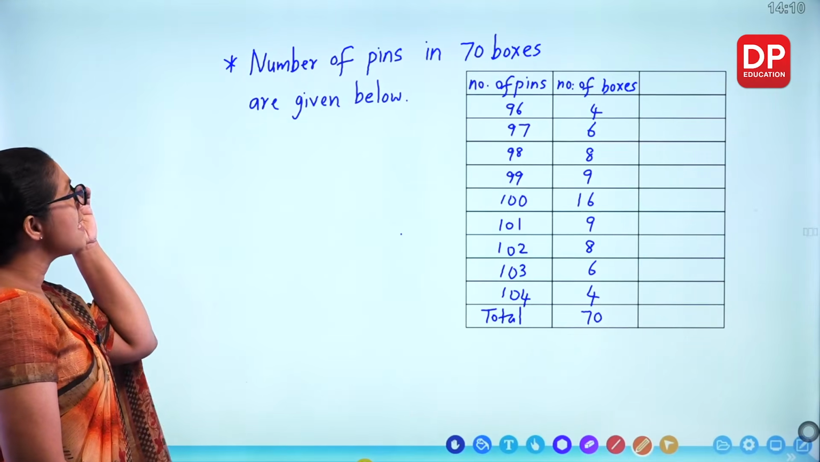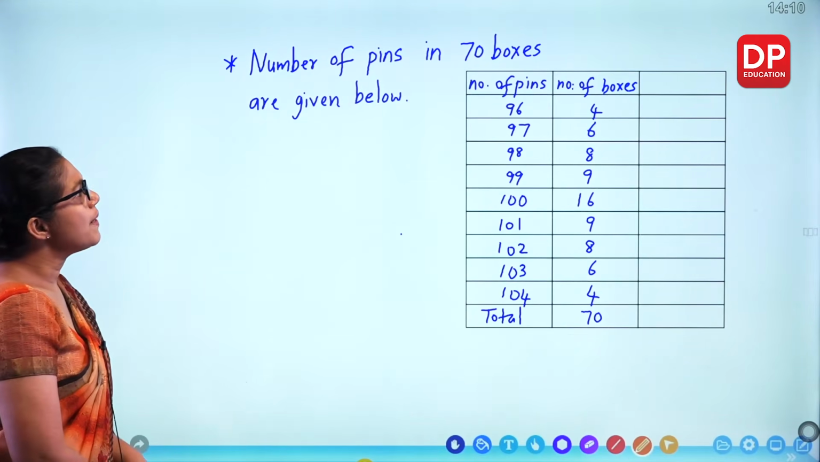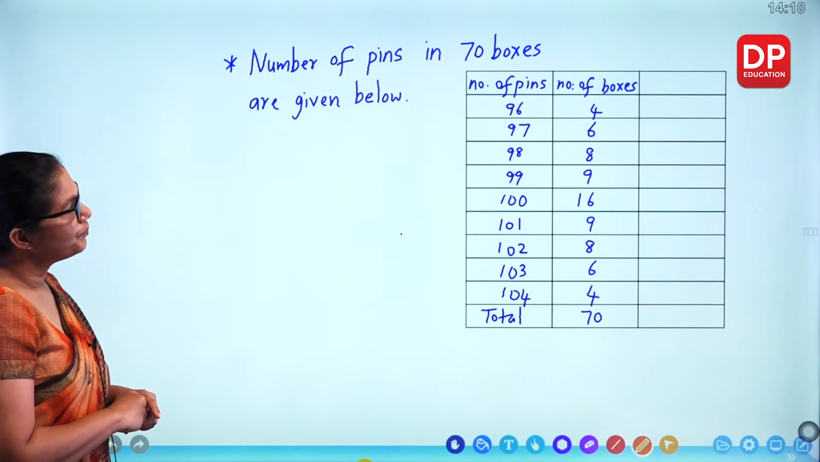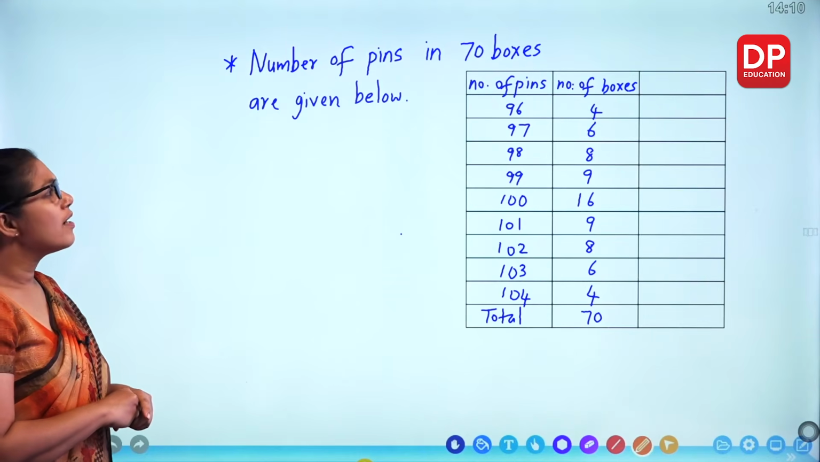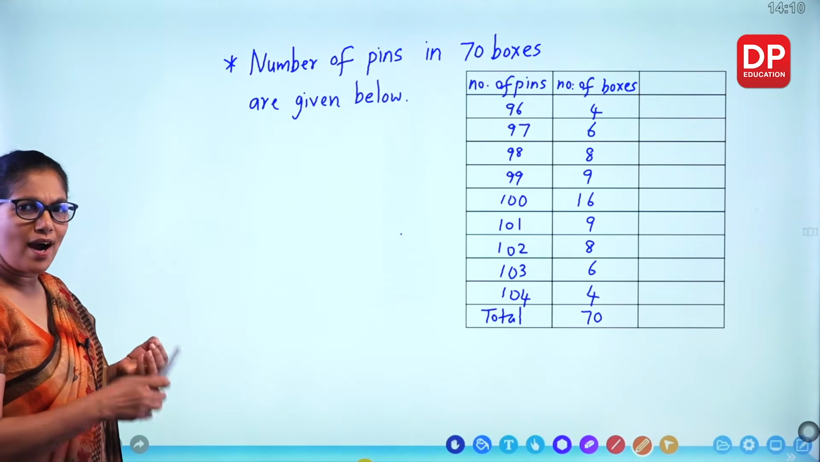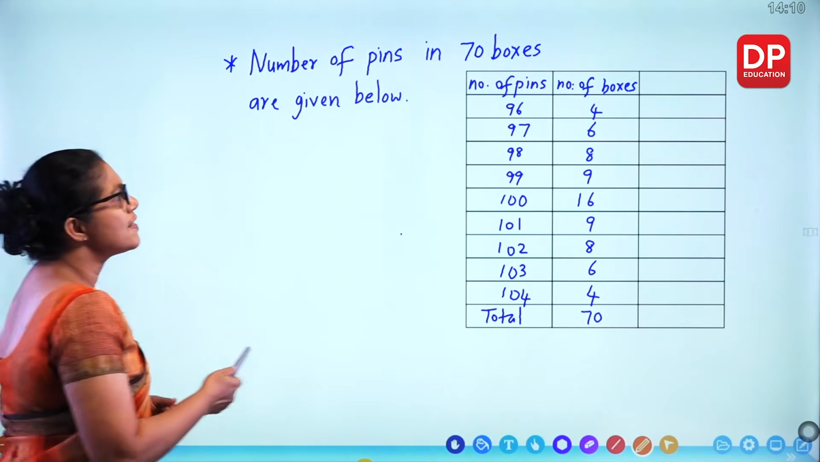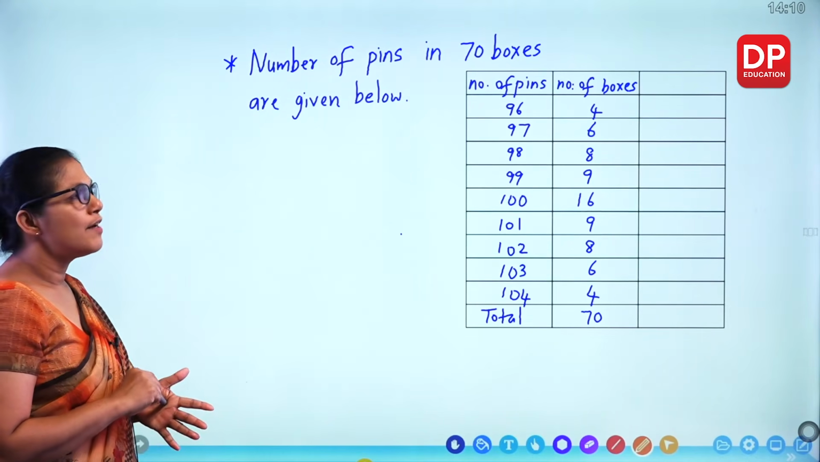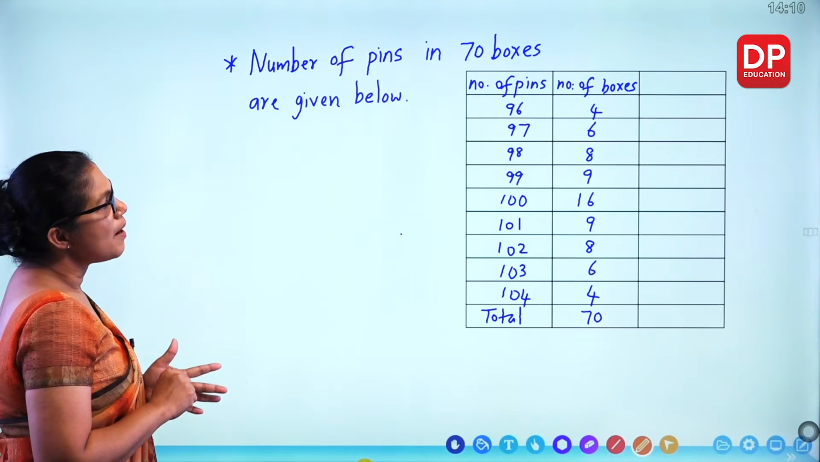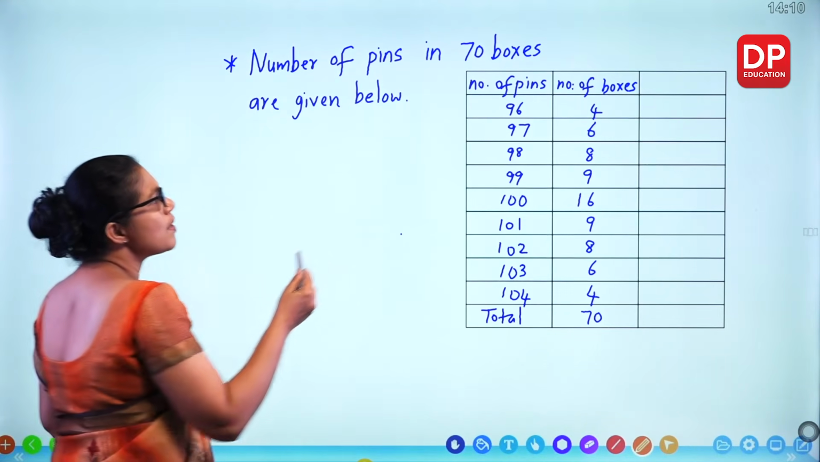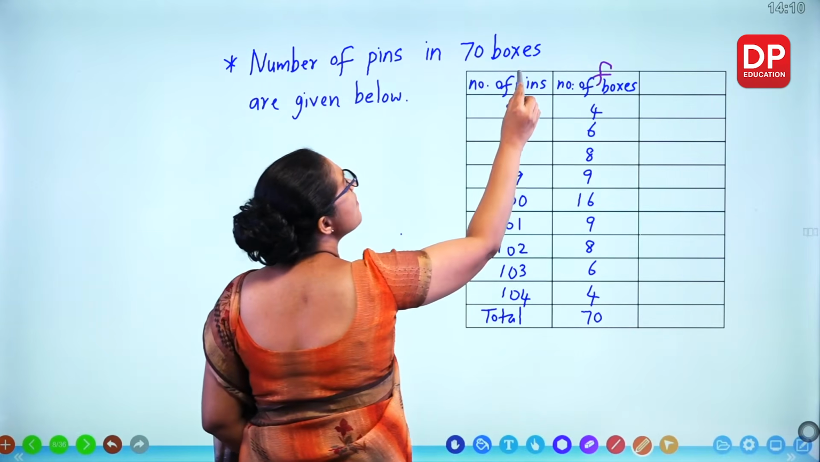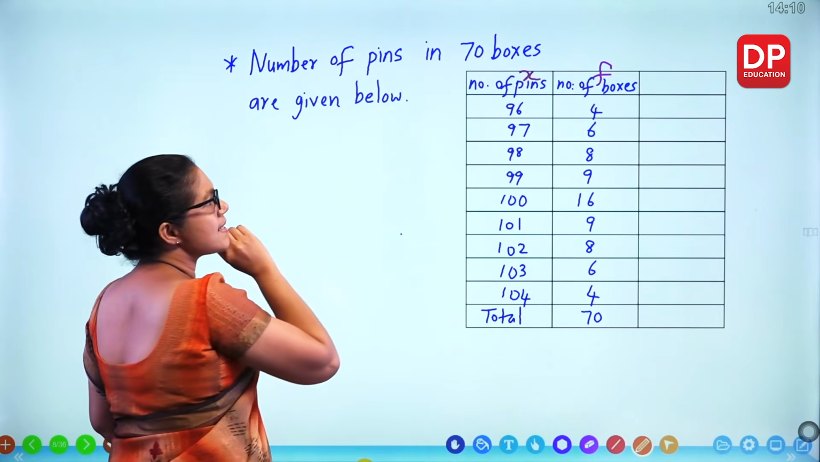Now we'll take this example. Number of pins in 70 boxes are given below. Is this discrete or continuous? Number of pins, you can't take a decimal value. So this is a discrete data set. So which table is suitable? Frequency distribution. Number of boxes means the frequency is given. We'll take this one as F. Number of pins, I can take this as X.